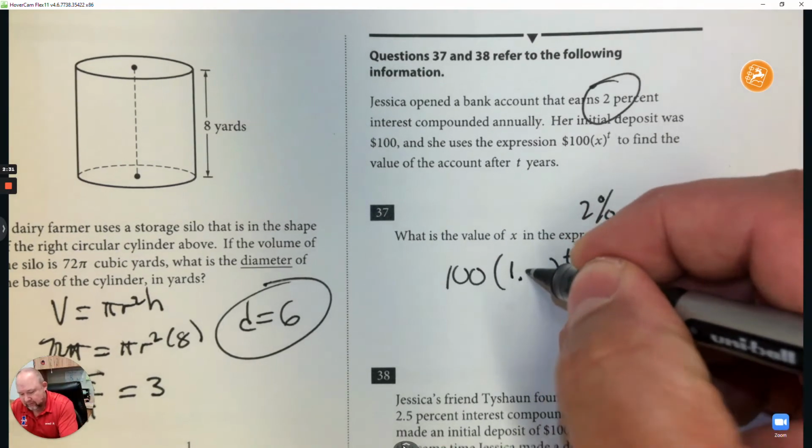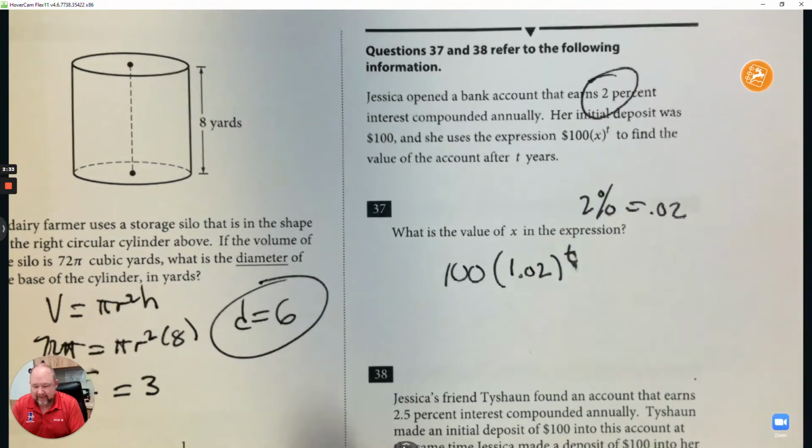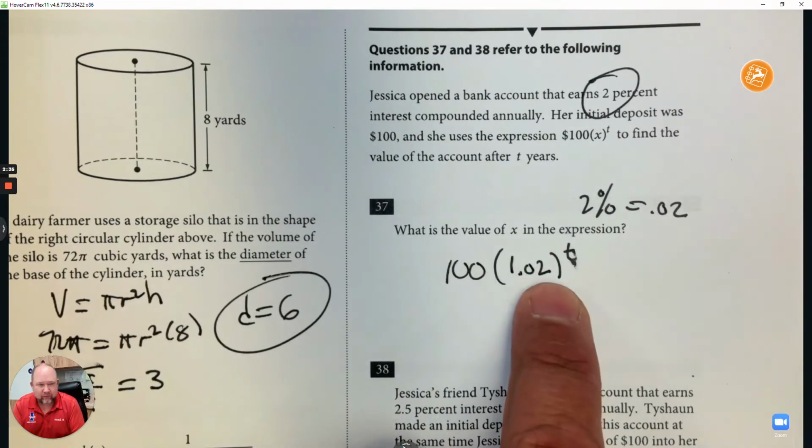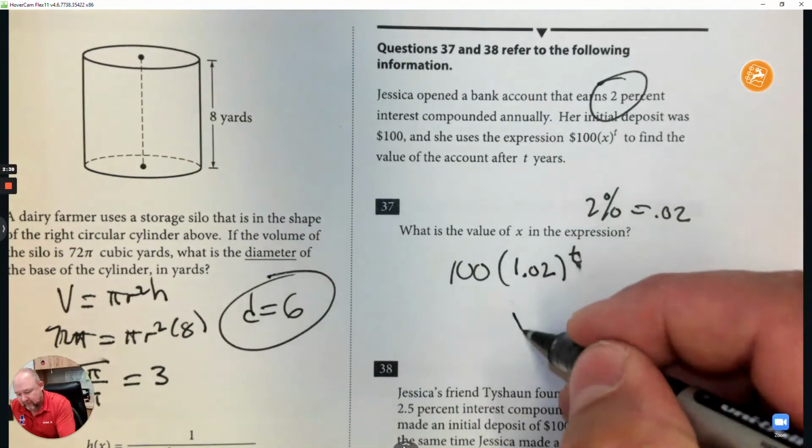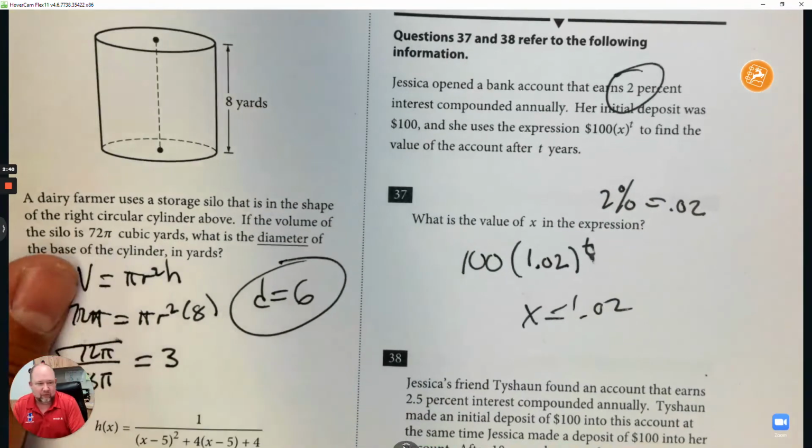So the correct number would be 1.02. That would represent the $100 and the 2% increase altogether. So X in this case would be 1.02.